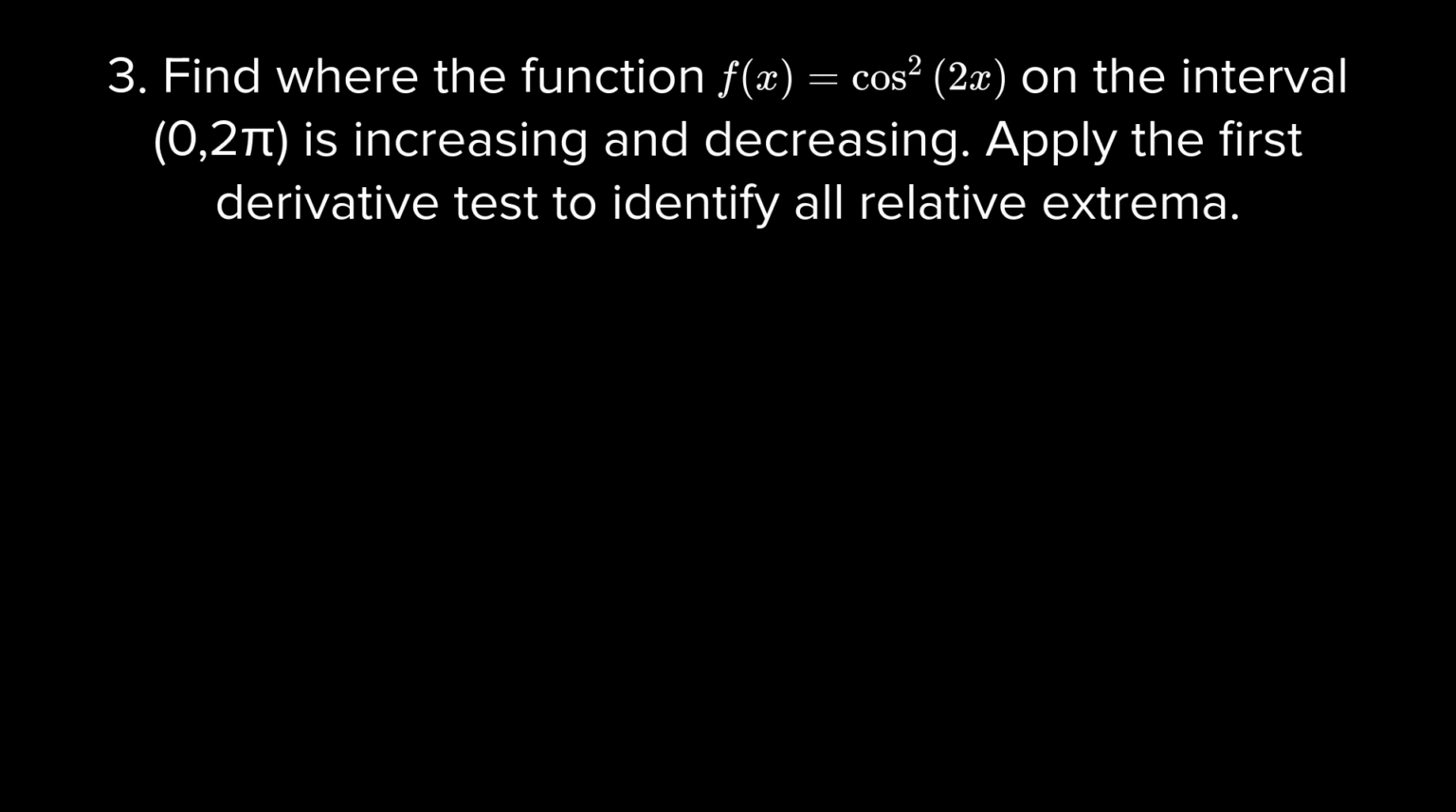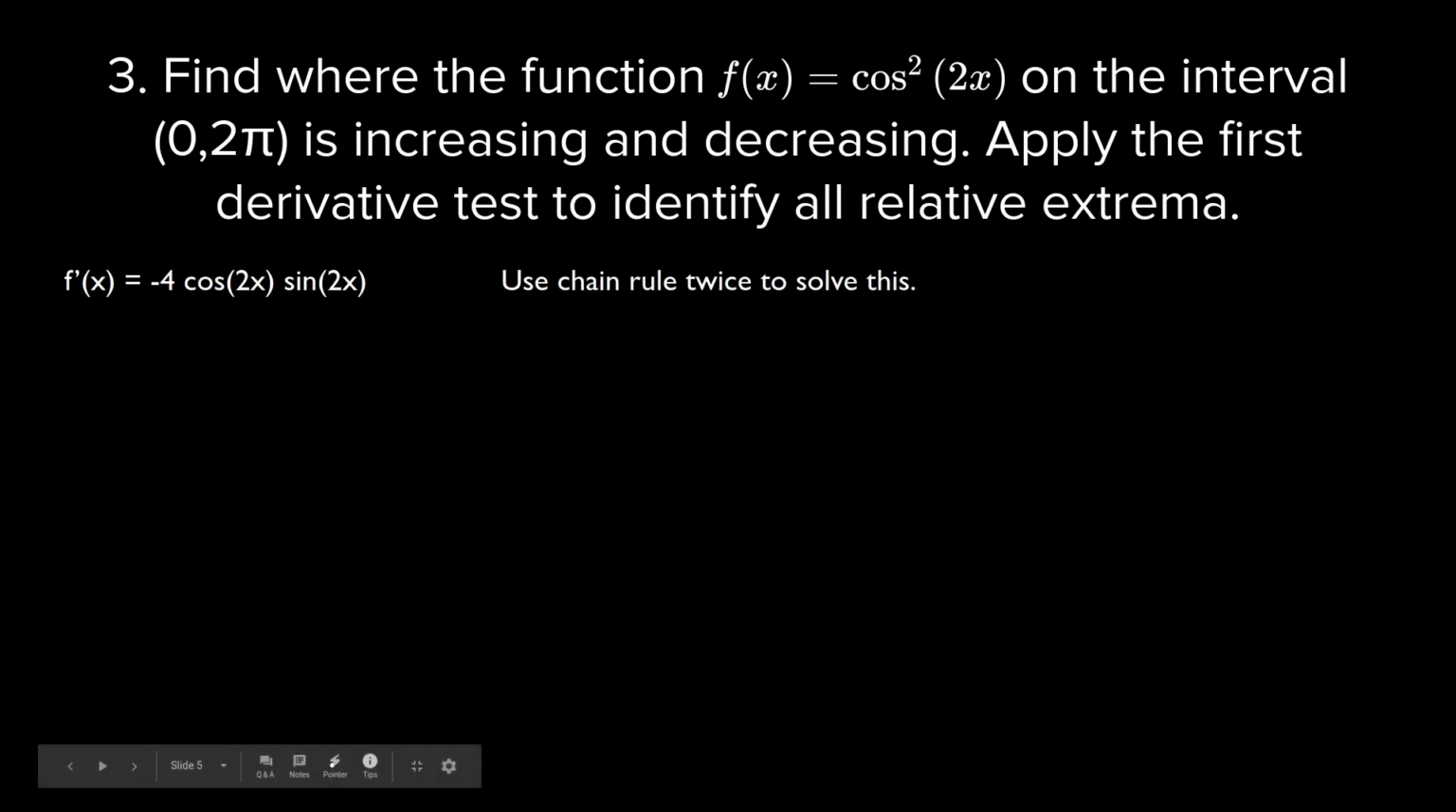So step 1 is to figure out where the extrema are, and to do that we can take the derivative of this function. So to take the derivative here, you can use chain rule twice. I'd recommend pausing the video and solving this yourself. Alright, now that you have some time to solve it, here's the answer. It will be this.